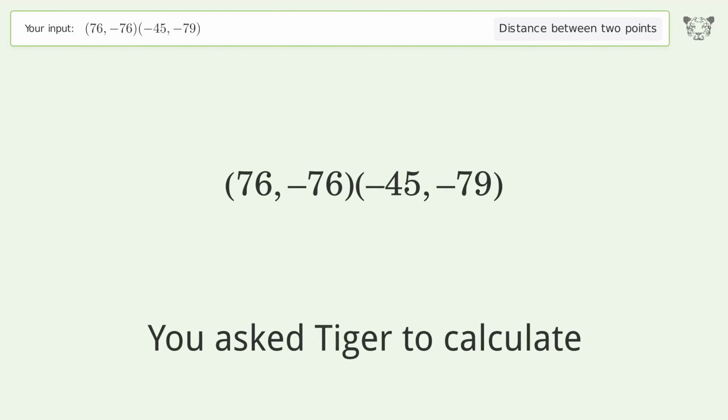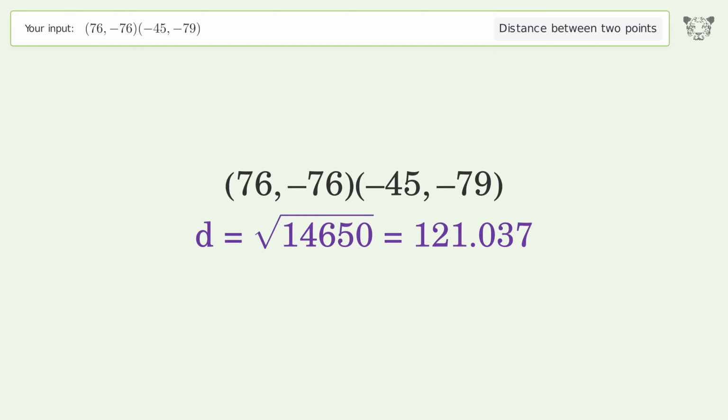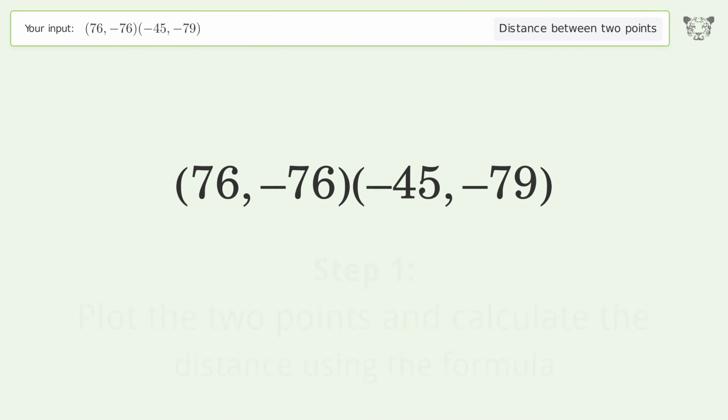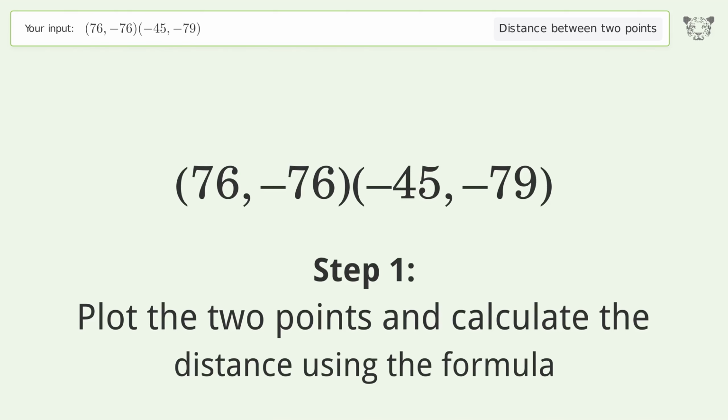You ask Tiger to calculate. This deals with the distance between 2 points. The distance between the 2 points is the square root of 14,650, or 121.037. Let's solve it step by step. Plot the 2 points and calculate the distance using the formula.